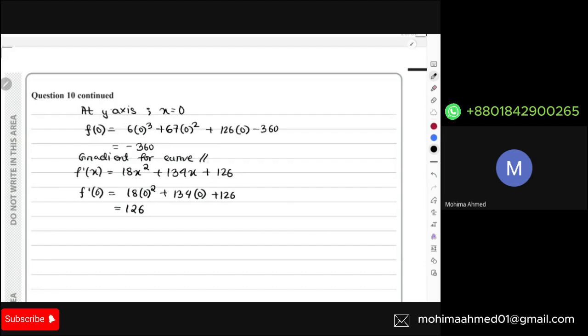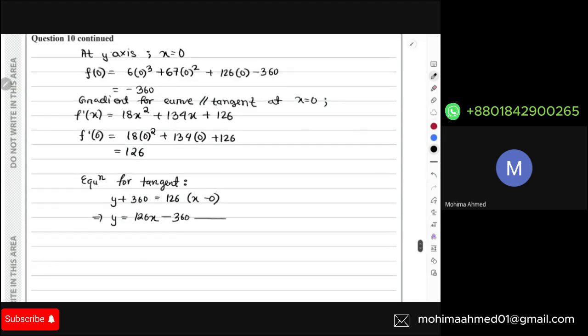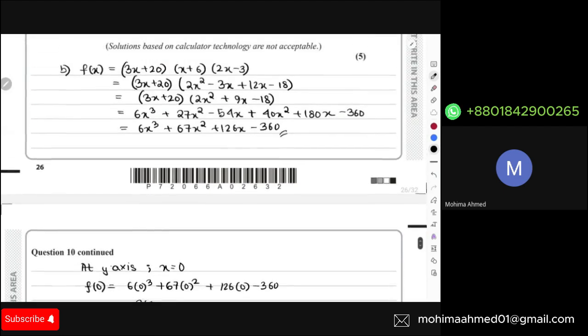For the curve parallel to the tangent, since they're both equal at x equals 0, the gradient is 126. Now you can find the equation for your tangent. So the equation for your tangent is y plus 360 equals 126 times x minus 0. And eventually you can write this as y equals 126x minus 360. Right, now you can understand, this is your equation 2 and this was your equation 1.